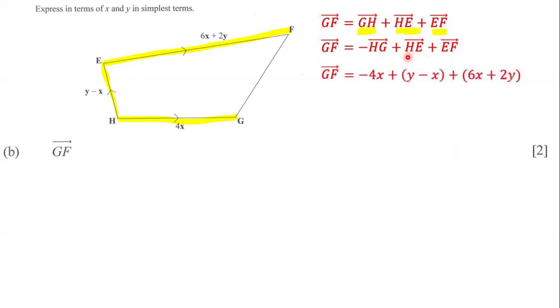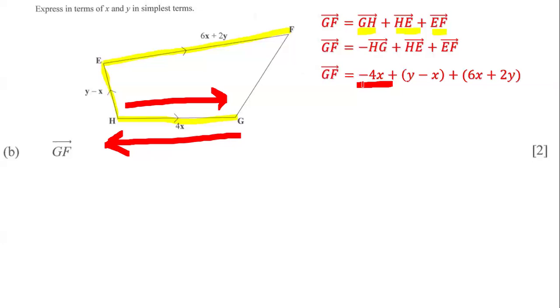And so let's begin. So what is GH? Well, if we notice carefully, we know that HG is going in this direction. And so that's 4x. But remember, we're going from G to H. And so since we're going from G to H, that means that we have to put negative 4x. And that's the same thing as negative HG, because we're not going from H to G, right? We're going from G to H. And the negative sign indicates that we're going in the opposite direction of HG, okay? So it's going to be negative 4x.